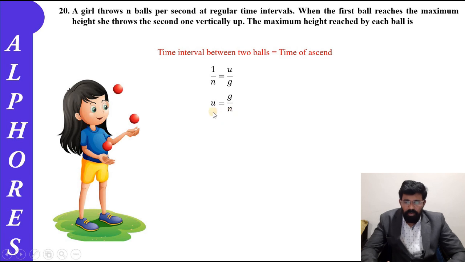u is equal to g by n. If we know the velocity with which a body is projected in the upward direction, can't we find the maximum height acquired by the body? Yes. That maximum height is equal to u square by 2g. And here u is g by n. Replacing with g by n, what you will get? g square by 2n square g. g gets cancelled, and finally the maximum height acquired by the ball is equal to g by 2n square.